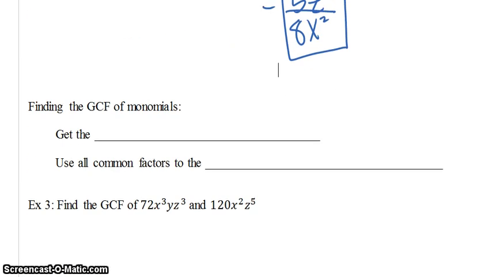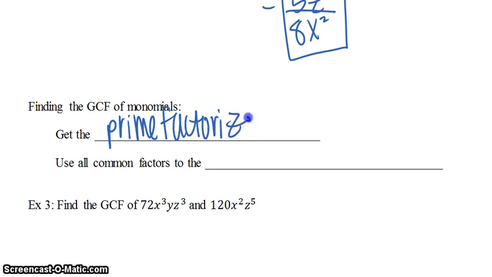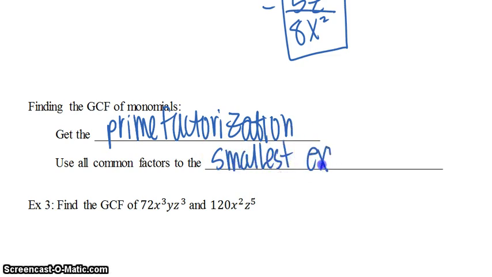And finding the GCF of monomials. Do you remember what GCF means? It means greatest common factor. So finding the greatest common factor of monomials, you get the prime factorization of the number, and then we're going to put the variables after it. And it says use all the common factors to the smallest exponent. We kind of did a little bit of this in the last video, okay?